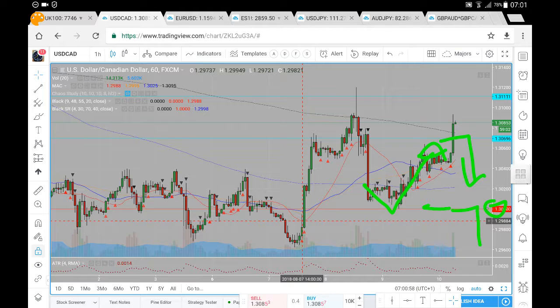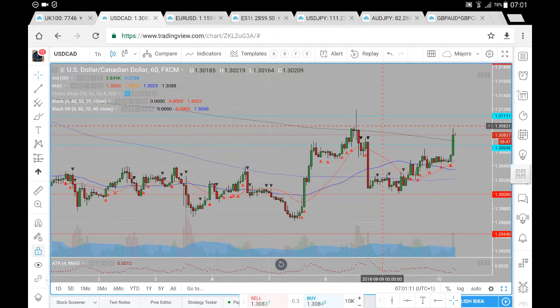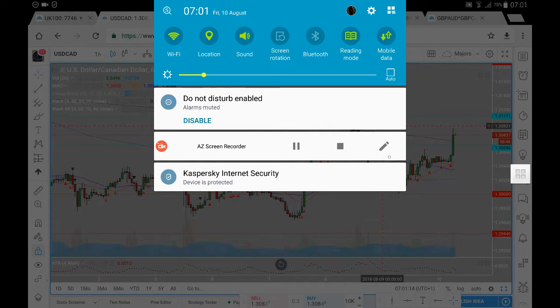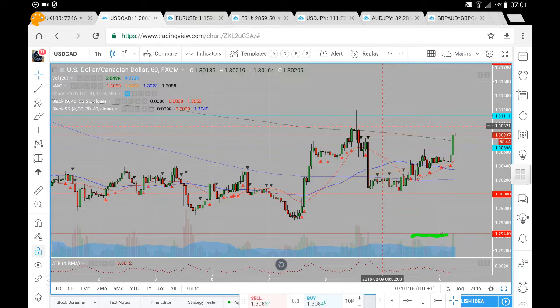And if we did fail at that 130, the very next level of note, I suppose, is a minor level sitting around that 129.65 or so. But ultimately, on a breakdown from the 130, we are looking for a move down towards that 129.44 here on the US dollar CAD. And let's have a look here at the daily chart before wrapping it all up.